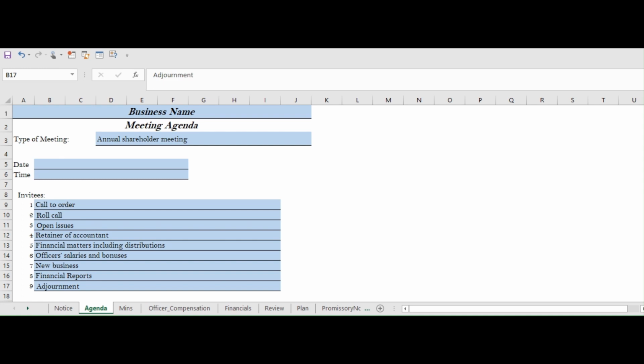So besides the things the IRS would like to see, such as how you determine officers' compensation and distributions, you also want to talk about financial matters that actually concern your business going forward. Take this as your annual planning strategy session. You can combine both together, and that way you can get the most use of it.